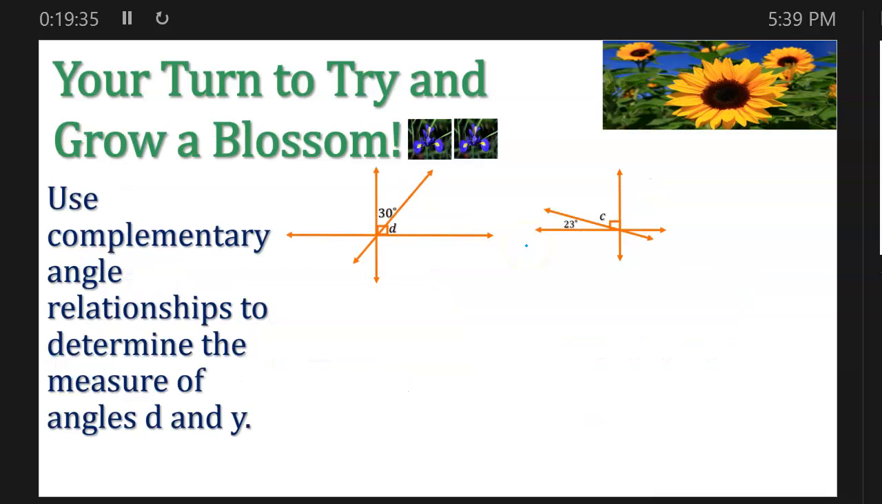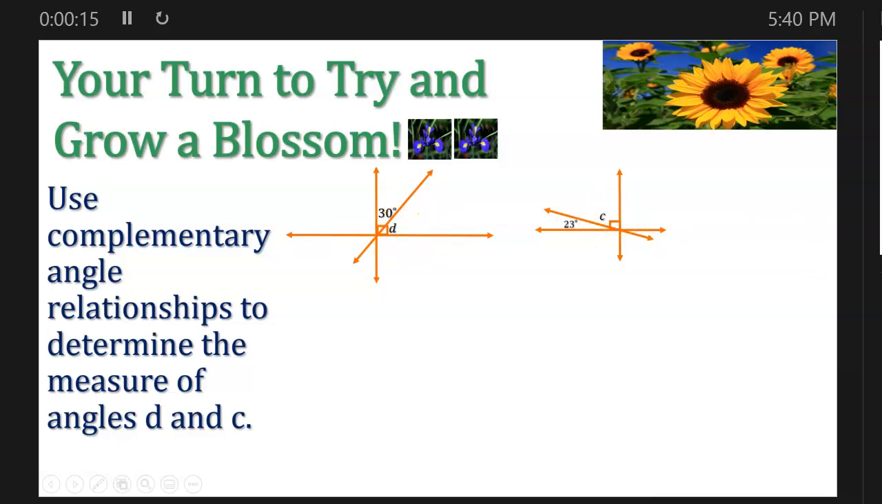Okay, let's try to grow a second blossom. Use complementary angle relationships to determine the measure of angles D and Y. Oops, hang on one second. Okay, sorry about that. This should say D and C, okay? So you're finding this D angle and this C angle. So go ahead and pause.